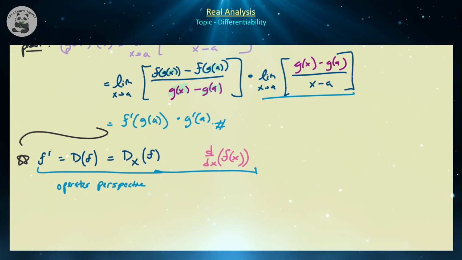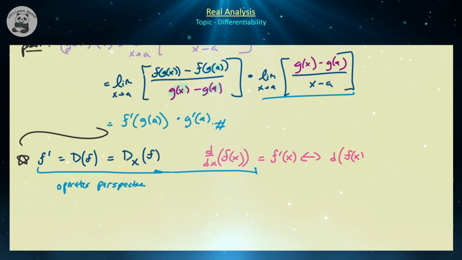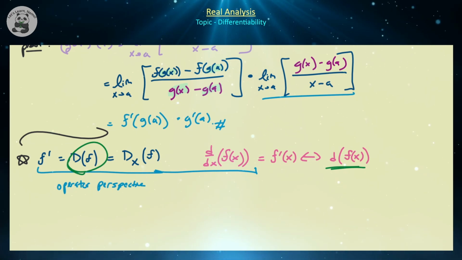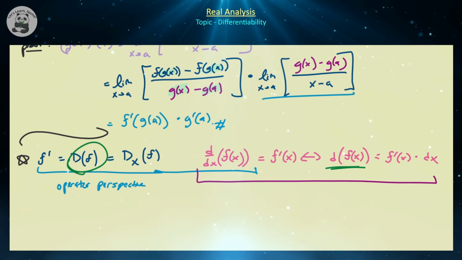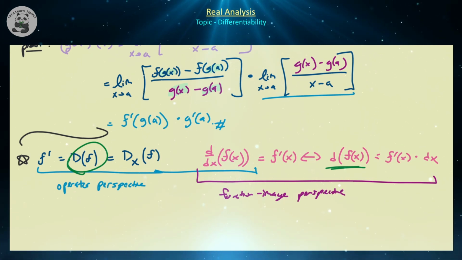And some people will write derivative d over dx of f of x to represent f prime of x, so the derivative of f at x. And some people will even connect this with an equivalent notation of d of f of x. So this d is practically that notation just with respect to a different notation. And some people will say that this is equivalent to writing f prime of x times dx. Right, so this is another family of notation, and this is more targeted at the function image perspective of derivatives, right?